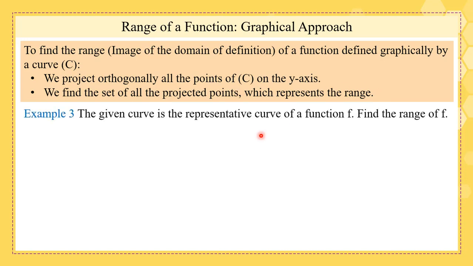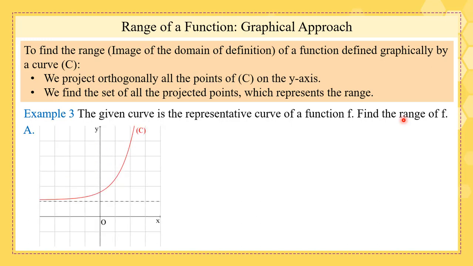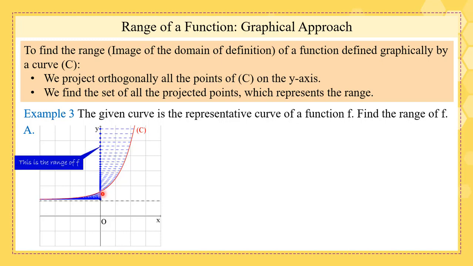We have a given curve of a function f, and we need to find the range of f for the image of the domain of definition. Well, this is the curve that represents f. Project it on the y-axis, and if we project all the points of the curve on the y-axis, we're going to get this blue part. This is the range of f, which is represented by the open interval 1, positive infinity. So it varies from 1 to positive infinity. Let's take another example.